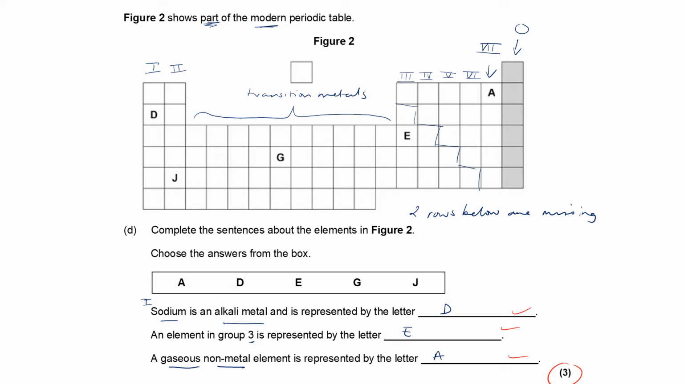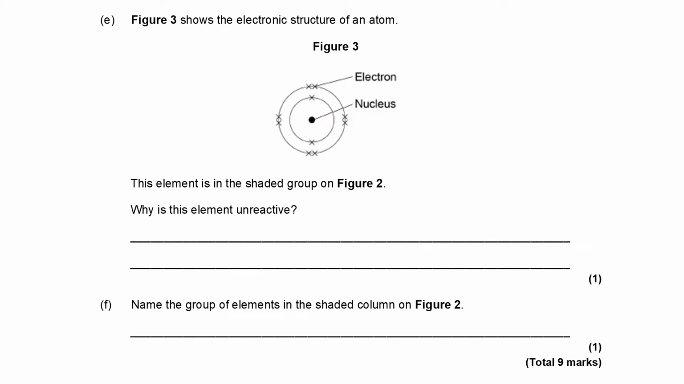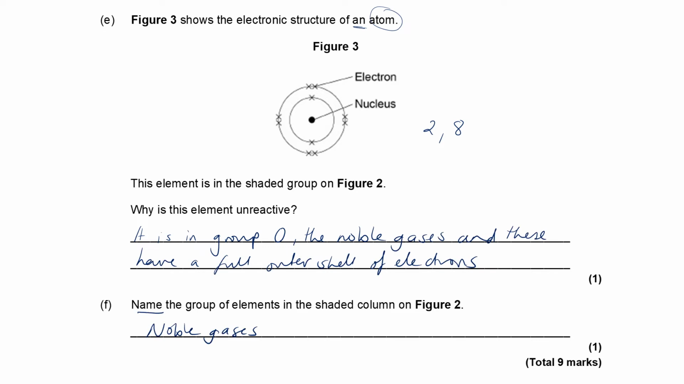And then lastly, we've got part E and F. Part E, figure 3 shows the electronic structure of an atom. So it could be any atom. I noticed straight away that there are 2 electrons in the first shell and 8 in the second, so I can write the electronic configuration as 2,8. Then it says this element is in the shaded group on figure 2, which is basically the noble gases.